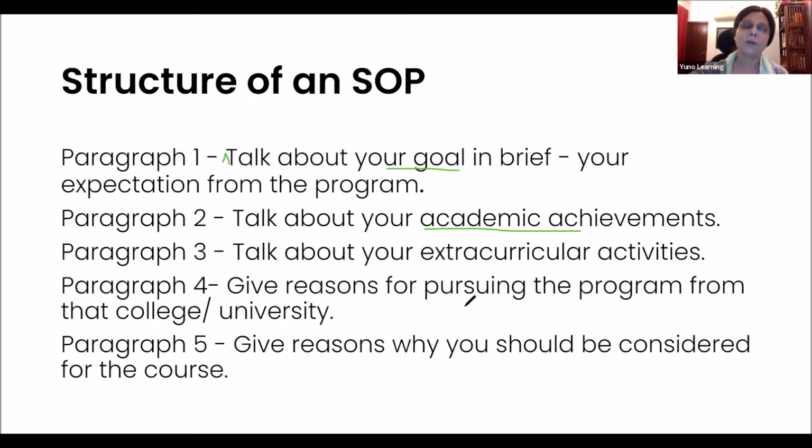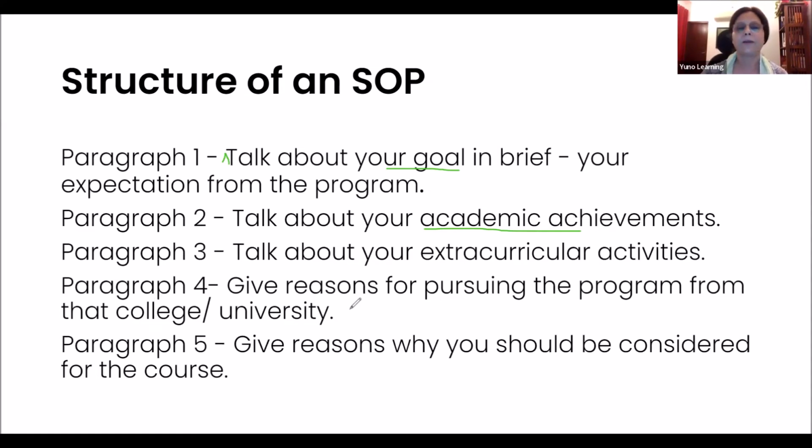Now, why a particular university and college? So how will you get an answer for this? Find out about that university, find out about that college and that country. If you're going to the US, you may not give reasons for going to the US, but for all of the countries, you should put the reasons. Why that particular country? Why not any other country? What is it that the country offers when it comes to culture and various other things? So find out about the university or college and put those reasons over here.